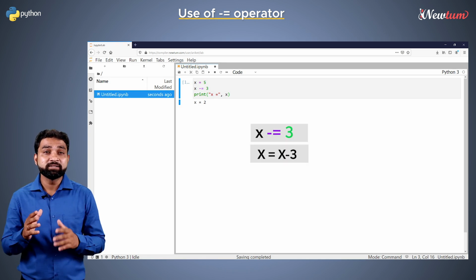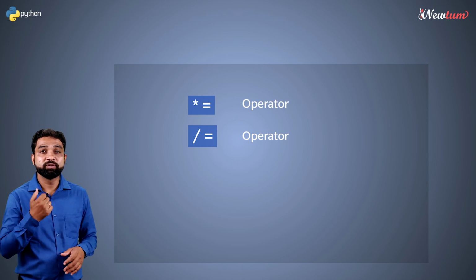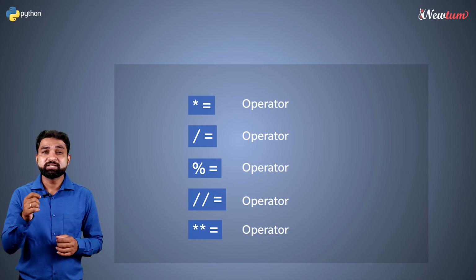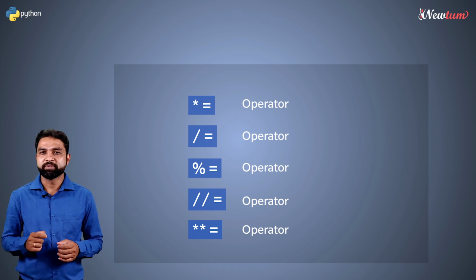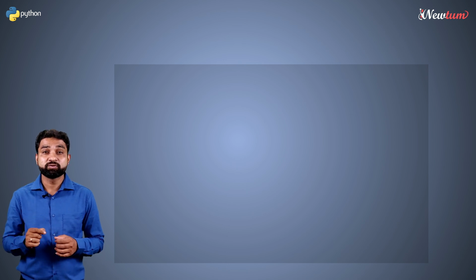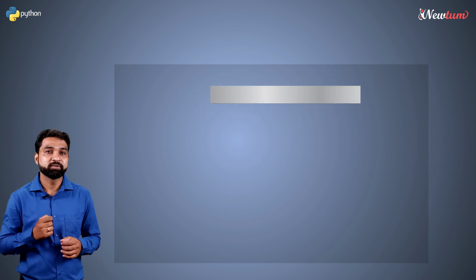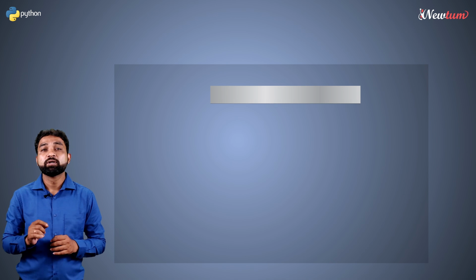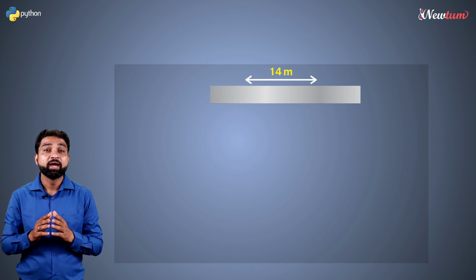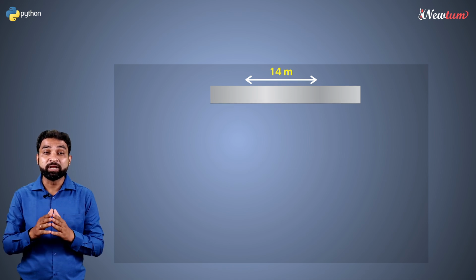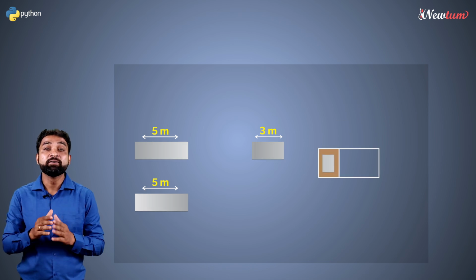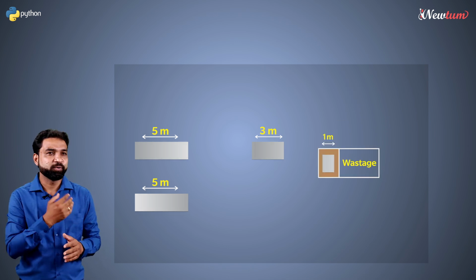minus 3. Python provides many such assignment operators like asterisk equal to, slash equal to, percent equal to, slash slash equal to and many more. Let's try to use these operators in a real life example. Suppose we are asked to develop a program to divide the metal strip. Here we have one metal strip and we have to make pieces of that strip. The program should accept the length of metal strip and from that our program should be able to tell the possible number of 5 meter and 3 meter pieces and it should also tell the wastage. Let's try to develop this program.